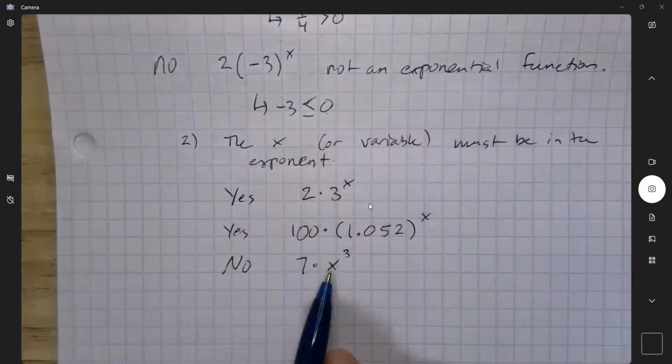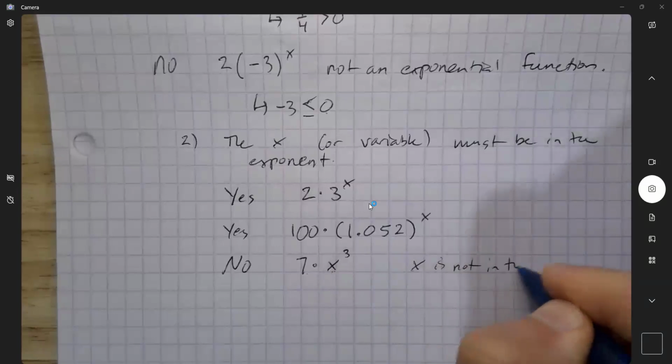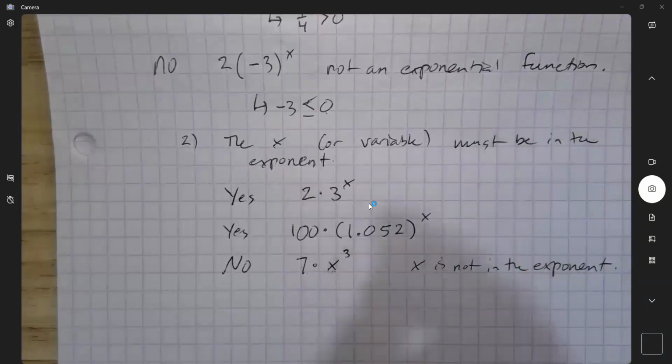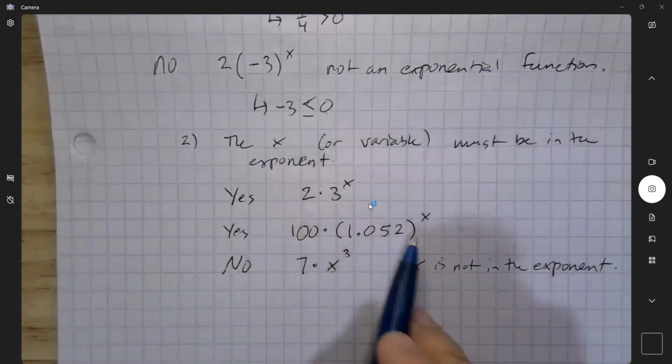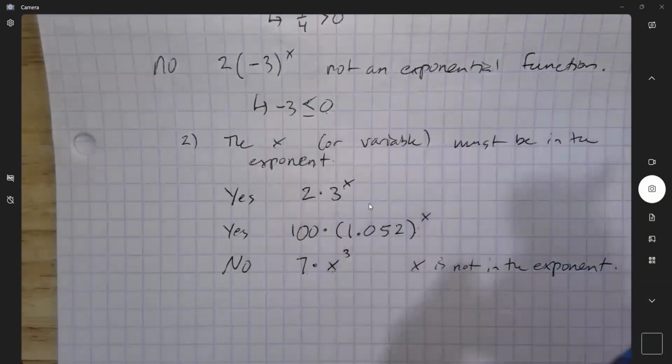This function is not exponential because the x here is not in the exponent. This is called a power function, and it does grow pretty fast, but it doesn't grow through repeated multiplication, so it's not an exponential function.